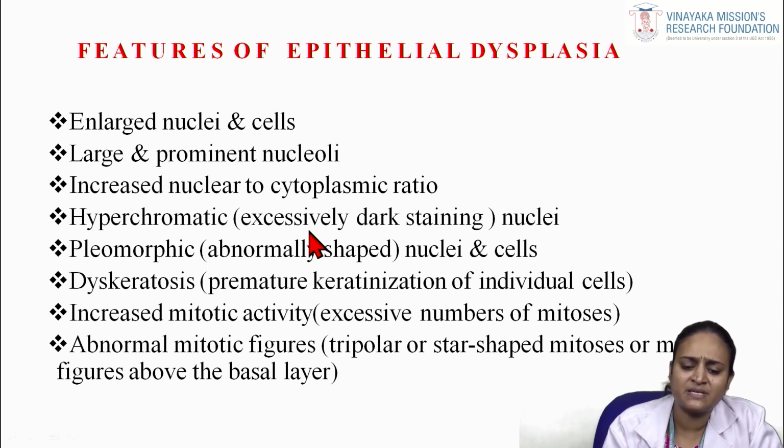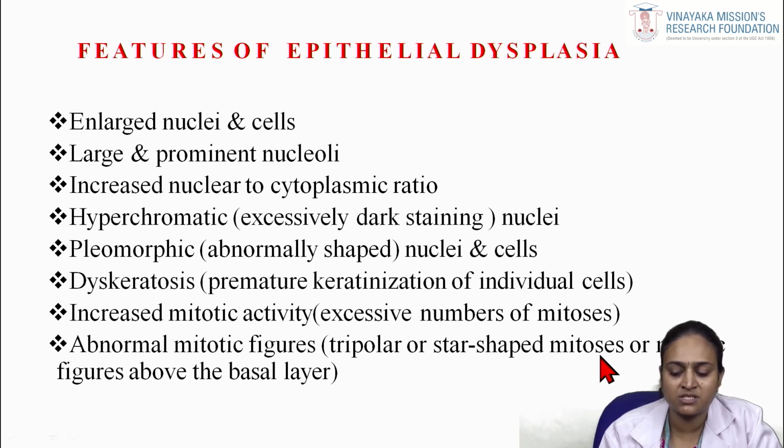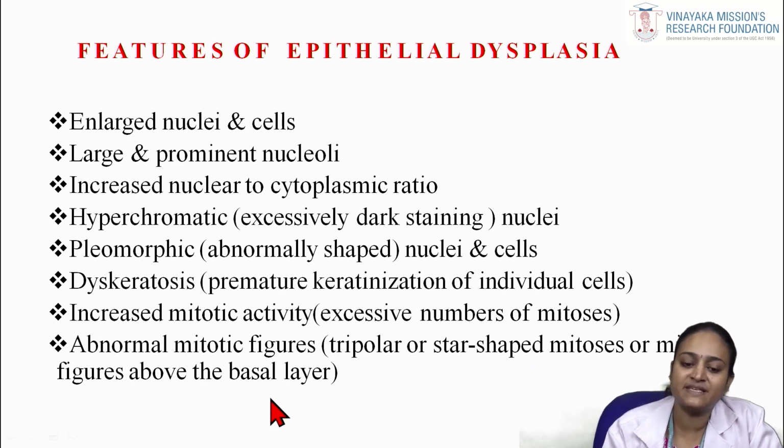Hyperchromatism is excessively dark staining of nuclei. Pleomorphism, that is abnormal shape, either of the nucleus or cells. Dyskeratosis means premature keratinization of individual cells. It will appear pink in color. And increased mitotic activity. The number of mitoses will be increased. Abnormal mitotic figures, either tripolar or star-shaped mitosis, or mitotic figures above the basal layer can be seen.